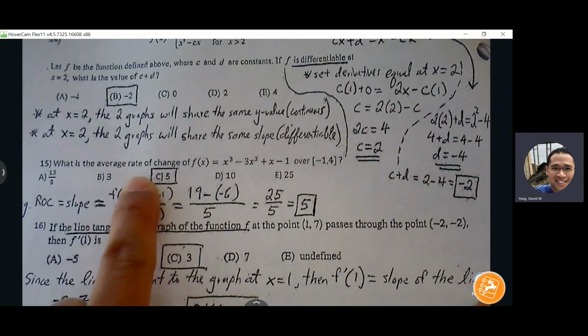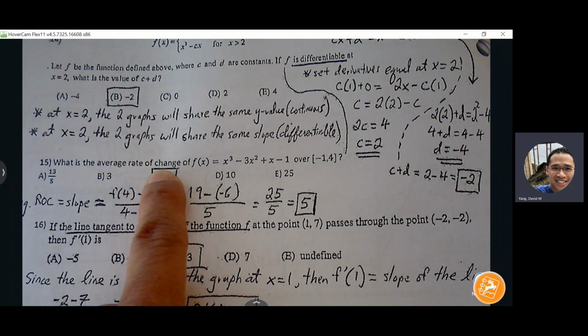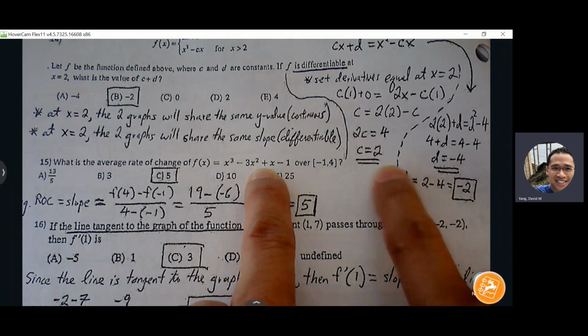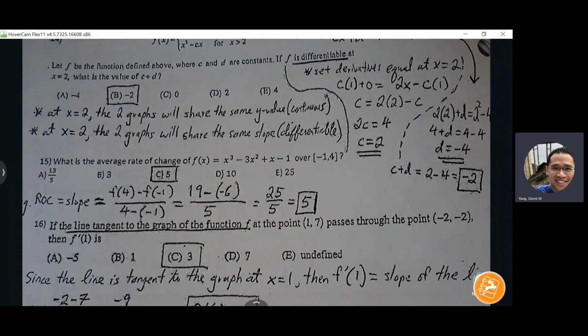Average rate of change. Another way of saying average rate of change is average slope between 2 points. So it's not saying instantaneous rate of change. If it was, then you would have to involve the derivative. But here you just find ordered pairs and just find the slope.